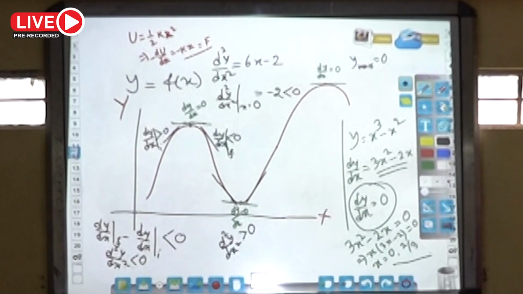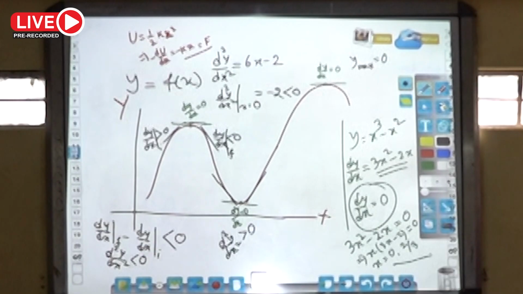So first we find the stationary points, then for those stationary points I check the sign of the double derivative and decide for which stationary value it comes maximum and for which it comes minimum. Then in the original function we put that stationary value and find the maximum value or minimum value of the function. That is the case.